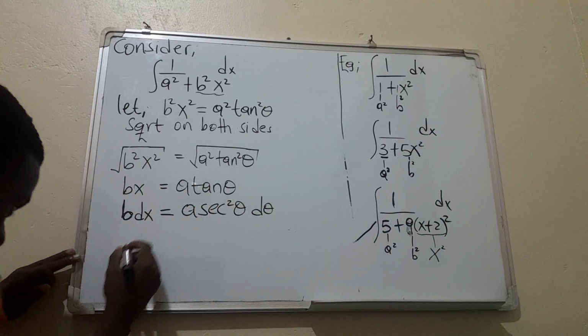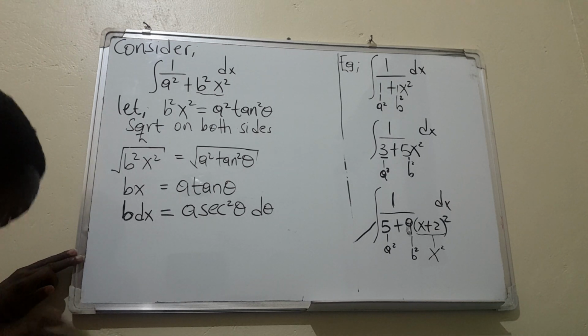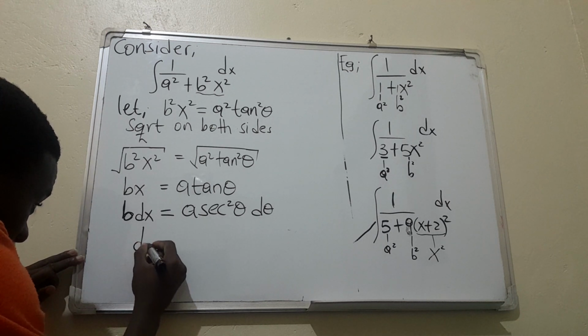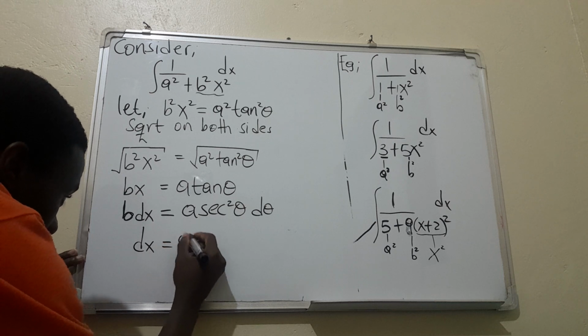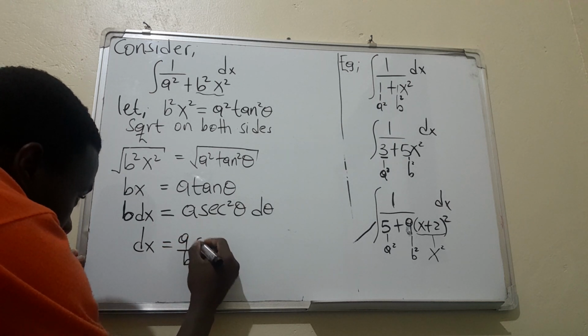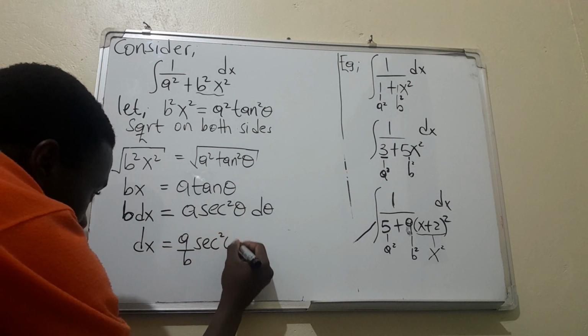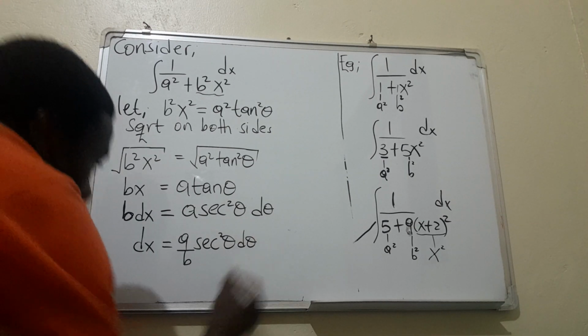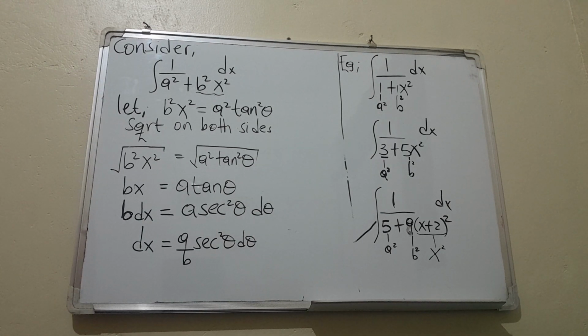Now make dx the subject. Divide both sides by b. So I will have dx as a over b sec squared theta d theta. So that is my dx. Now we are going to go back to our required integral.